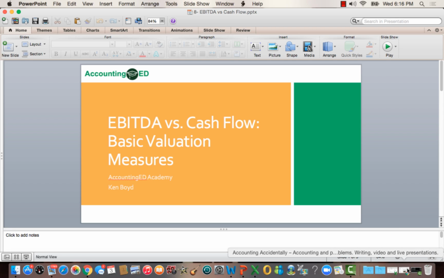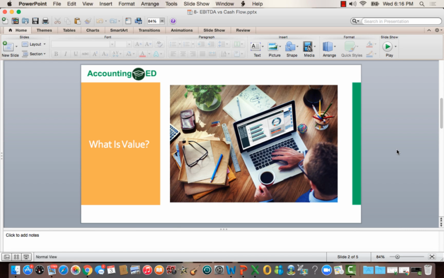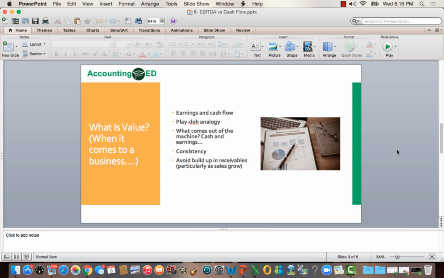I wanted to talk about part of a course I'm doing on private equity, and the subject here is EBITDA versus cash flow, basic valuation measurements. And I'd like you to think about, well, what has value? If you were buying a business or if you were selling your business, what has value? What creates value in a business? And on a basic level, it's earnings and cash flow.